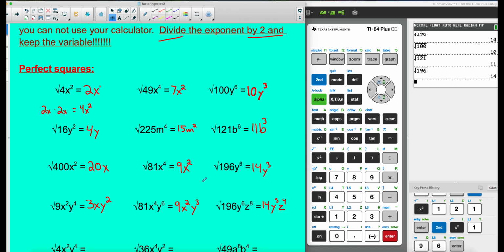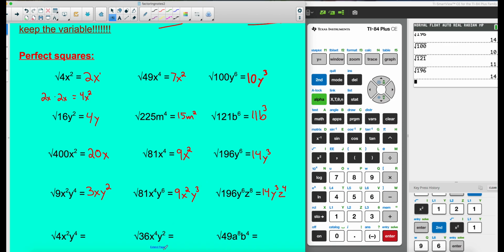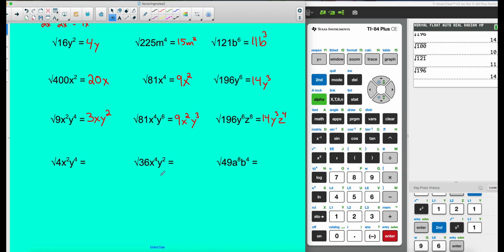And we are almost done, and this is what we're going to be practicing today. 4x squared y to the fourth. Well, 4 is easy enough, guys. The square root of 4 is 2. The square root of x squared is always x. The square root of y to the fourth is always y. 4 divided by 2 gives you y to the second, just like that.